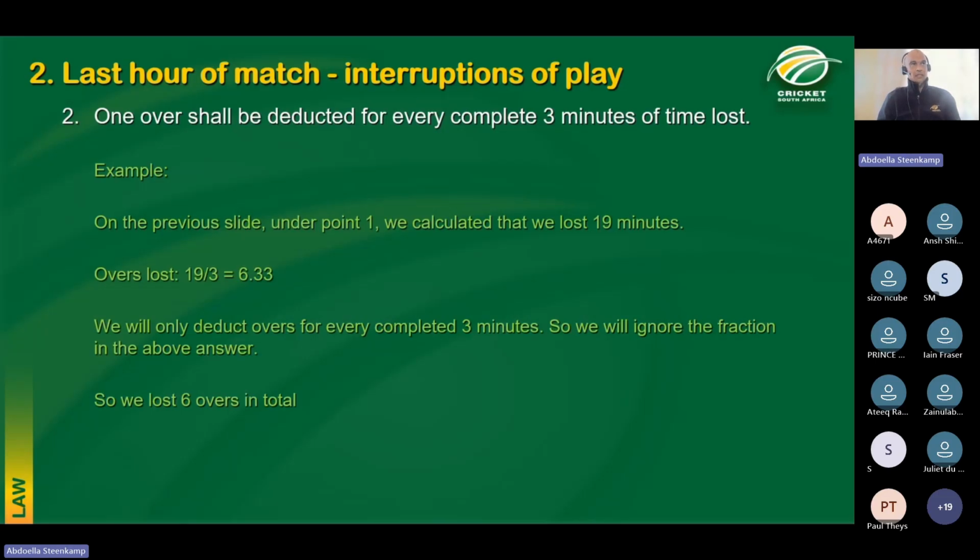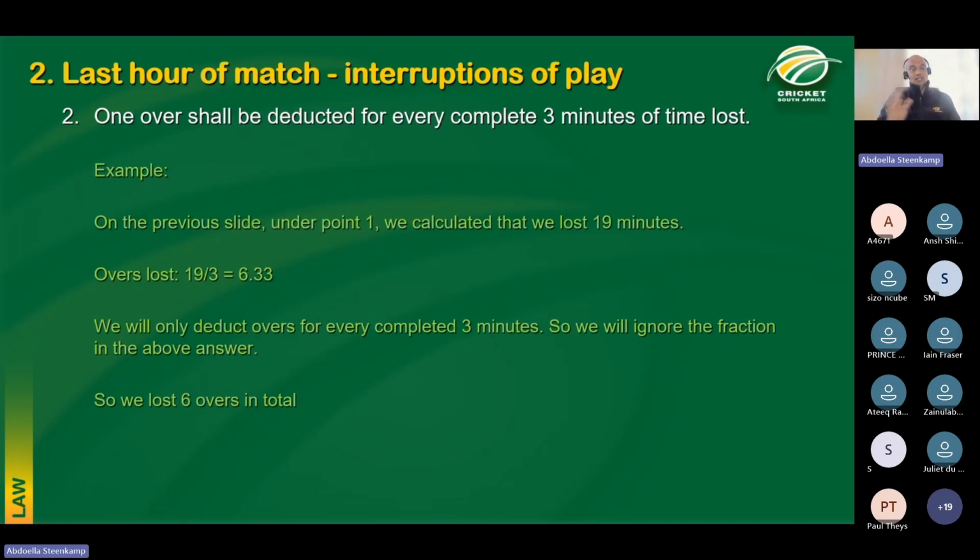And Tom mentioned earlier this 3 minutes. How did the lawmakers get to this 3 minutes? We saw that in the last hour, in that last 60 minutes, the law wants 20 overs to be bowled. So if you take your 60 minutes and divide 20 overs into it, the answer is 3, and that's how they get this 1 over to be deducted for every completed 3 minutes of time lost. That's how they got to the 3 minutes.